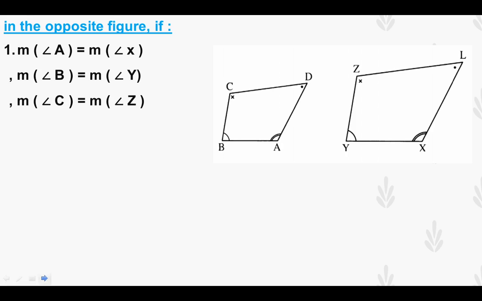Measure of angle B equals measure of angle Y, measure of angle C equals measure of angle Z, okay? And the last one, measure of angle D equals measure of angle L. Each angle is equal to the measure of the corresponding angle. Here, angle L corresponds to angle D, and the measure of angle X equals the measure of angle A, the measure of angle Y equals the measure of angle B. These are the corresponding angles.